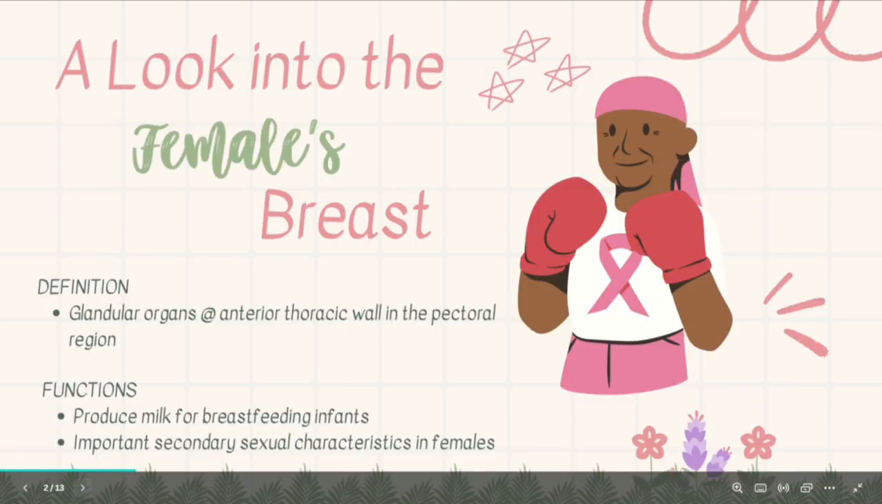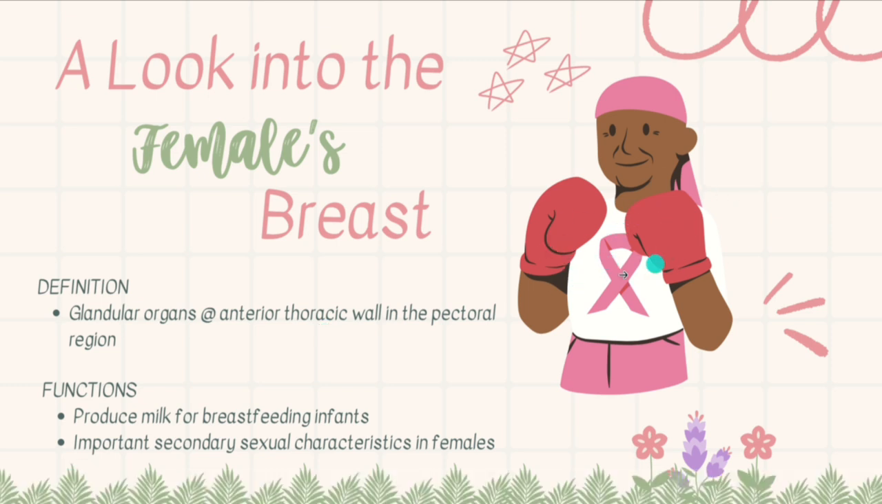So firstly, we'll look at what is the female's breast. Basically, the breast is a pair of glandular organs which is situated in the anterior thoracic wall in the pectoral region. Breast exists in both male and female, but it is more developed in females. One of the few functions of breast is to produce milk for breastfeeding infants so that they will be able to get their nourishment, and it also serves as an important secondary sexual characteristic in females.